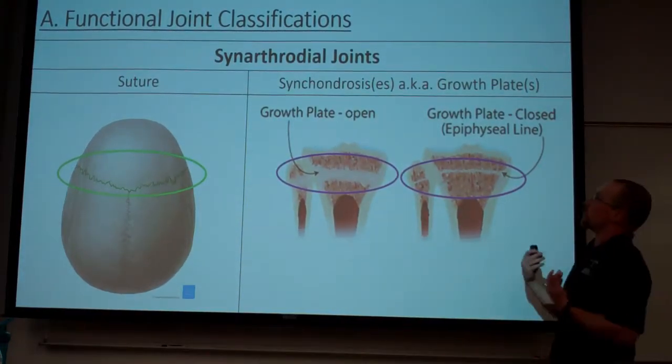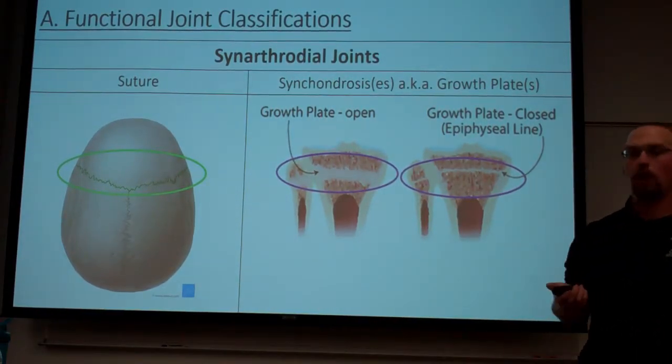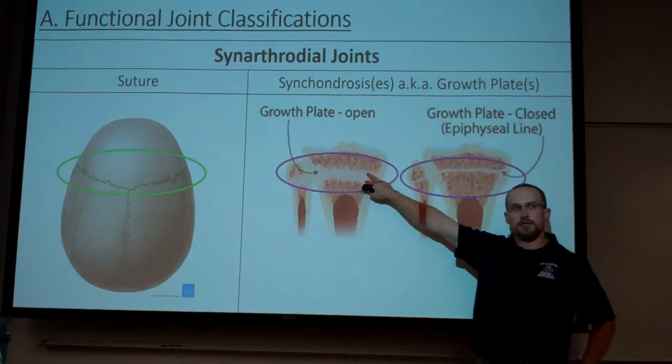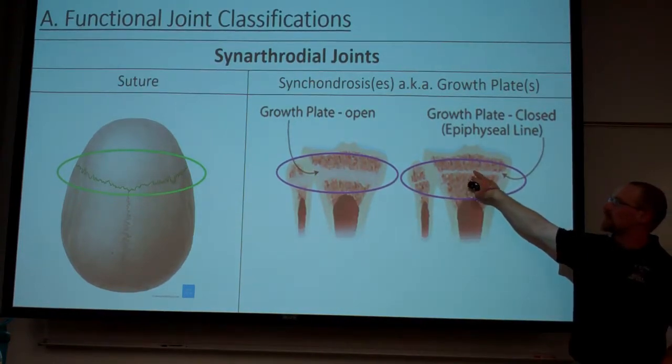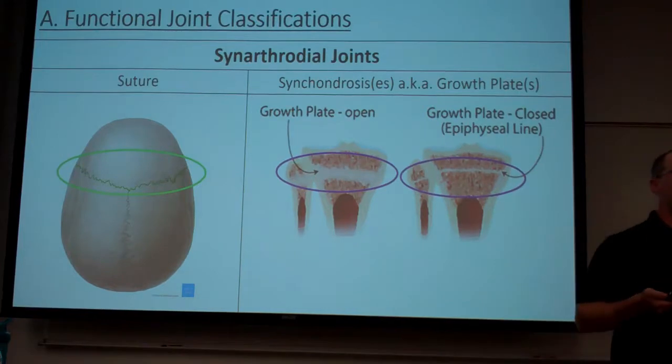But a synchondrosis joint, think of those as growth plates. Again, growth plates are at the end of long bones, and when you're growing, they're really far apart. Now, obviously, when we get to adults, they're closed up together. The synchondrosis joints, like sutures, are synovial. That means there's no movement that occurs there.